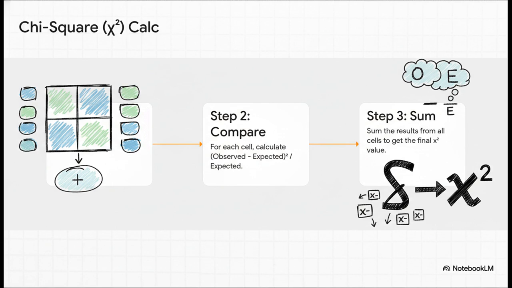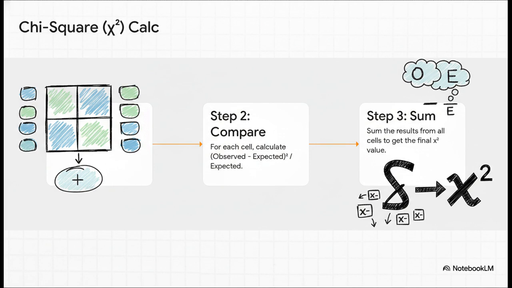Step 2, now we compare what we expected, 6.4, to what we actually saw, 10. The formula is observed minus expected squared, then divided by expected. So that's 10 minus 6.4 squared, which is 12.96, divided by 6.4, which gives us 2.025.